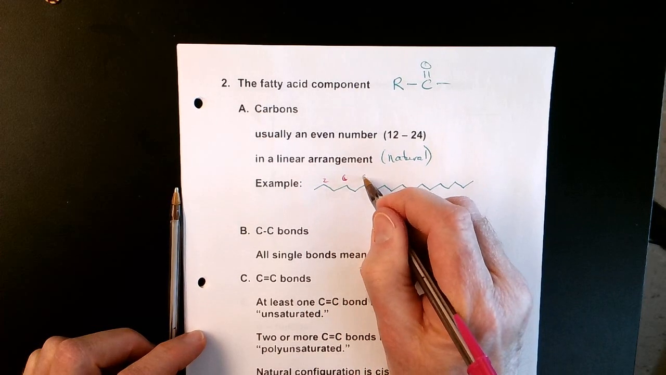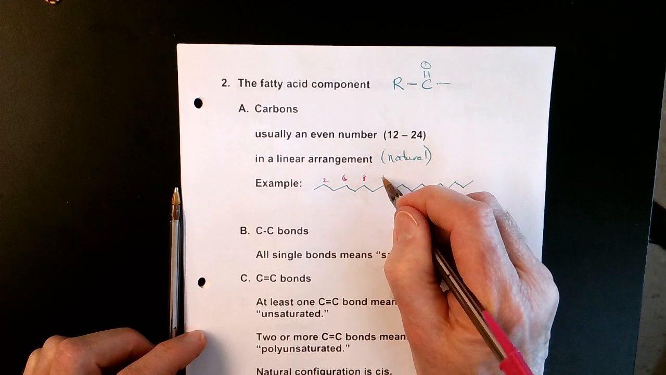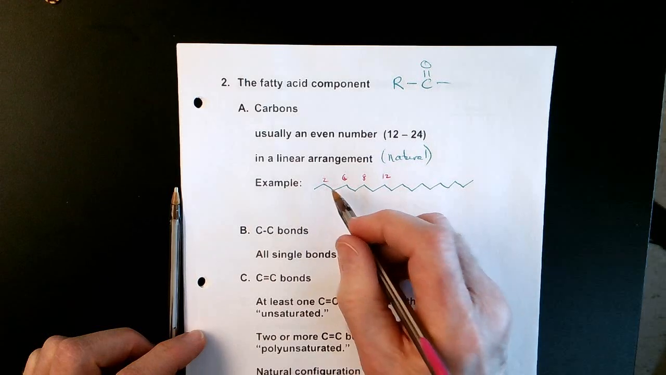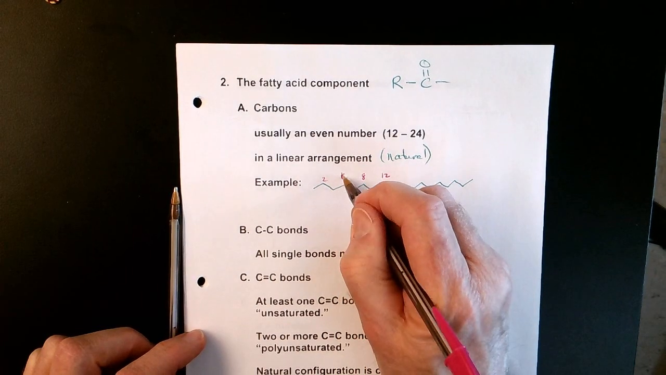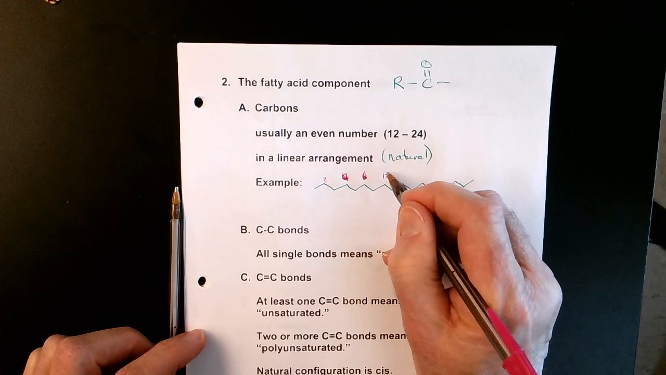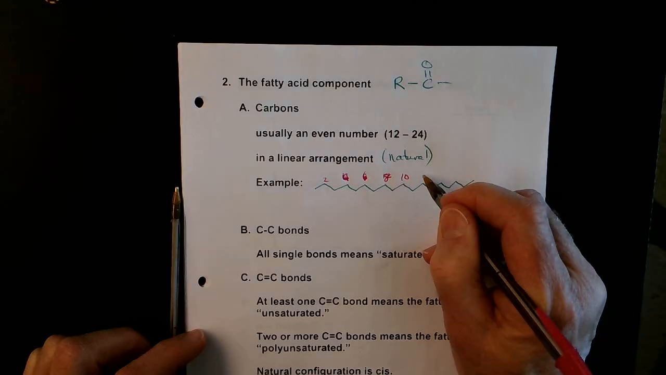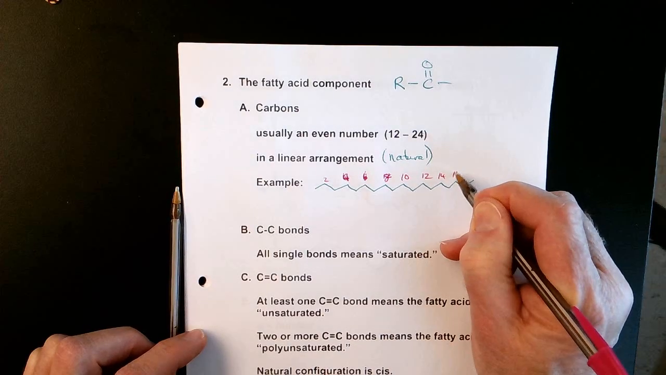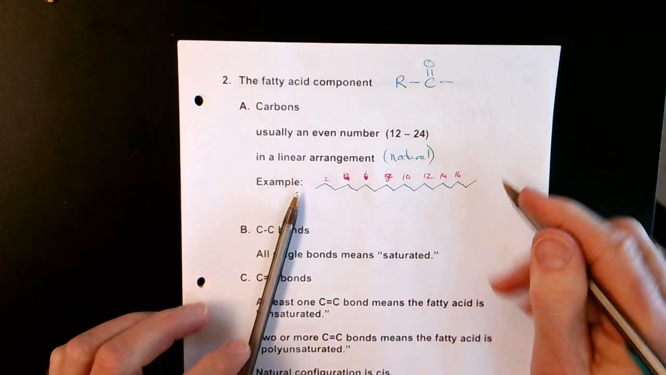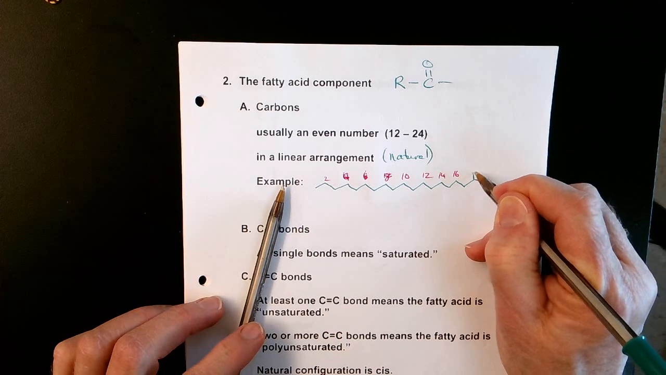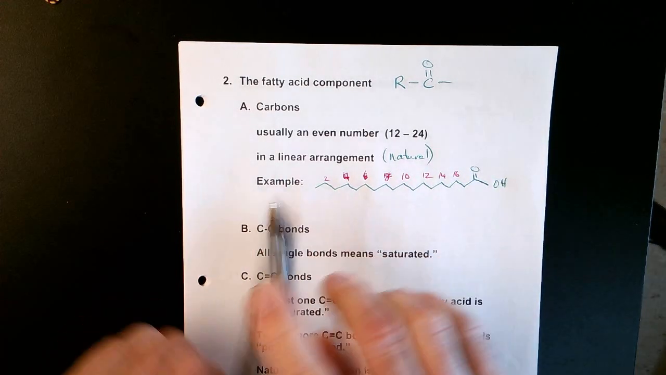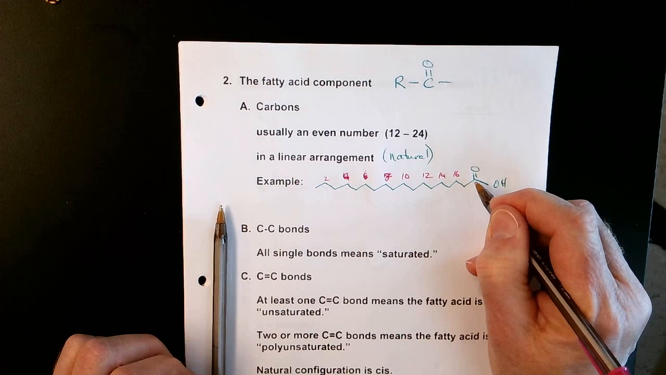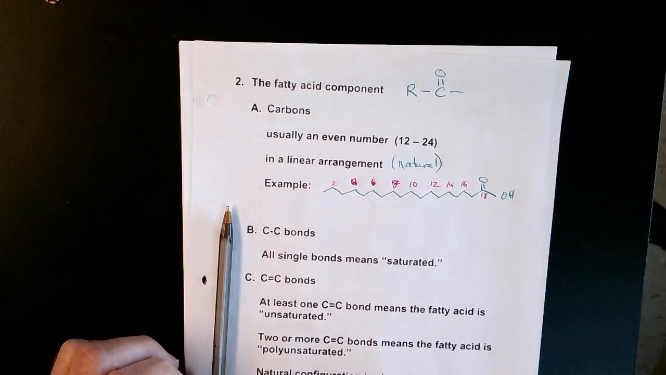2, 6, 8, 12. Sorry, I'm getting ahead of the game. It's 2, 4, 6, 8, 10, 12, 14, 16, and right there is the one I'm actually after. I'll draw it kind of bigger around it. There's carbon number 18. There's your count.